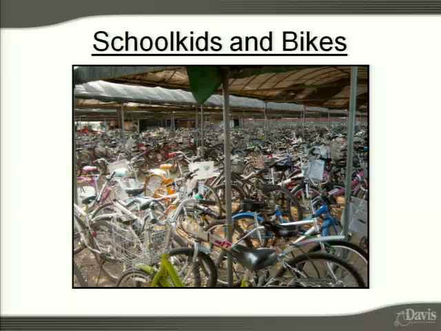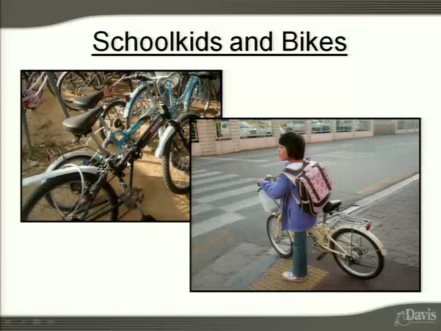This is one of the grade schools we went to. This is probably a third of the bicycles that were parked. There was an equal amount in either direction. So there were hundreds, maybe over 1,000 bicycles at this school, and a huge percentage of kids ride to school there. It's hard to tell in the picture, but these are folding bikes.